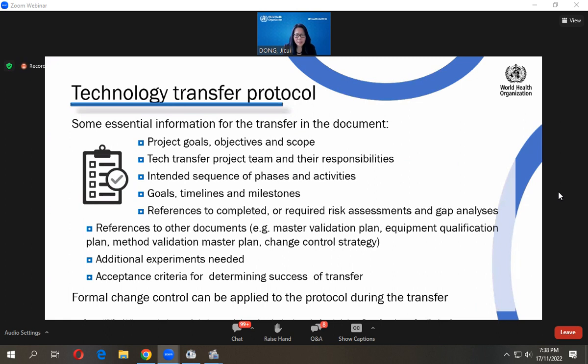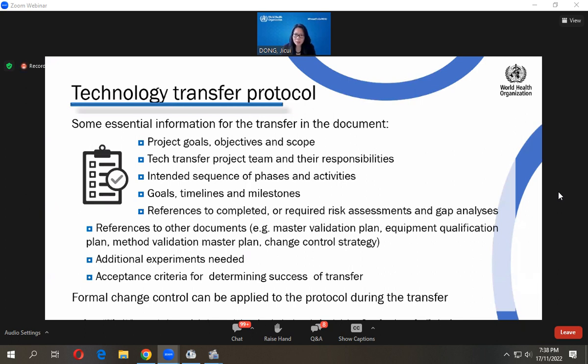So we talk about the technology transfer protocol being very important. This protocol includes the project goal. So set the goal. What are the objectives of this technology transfer? What do you want to achieve? And what is the scope? Is it just fill and finish or is it from the beginning, right? Normally we say a very complex technology transfer should be from A to Z, including all the elements.